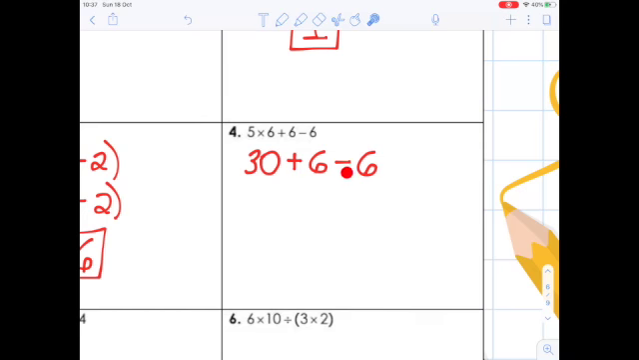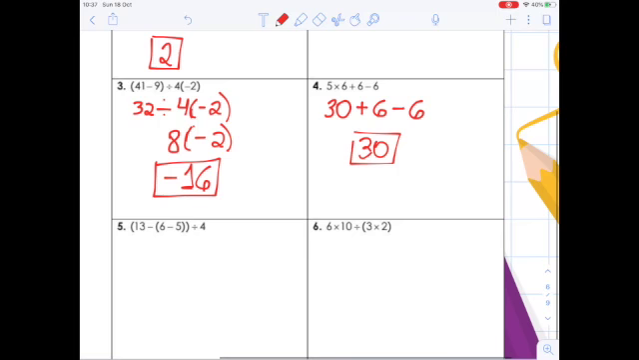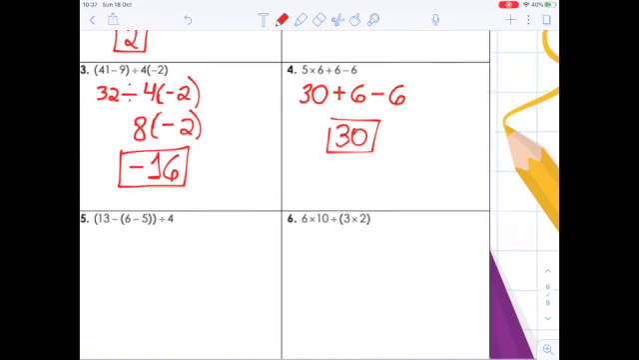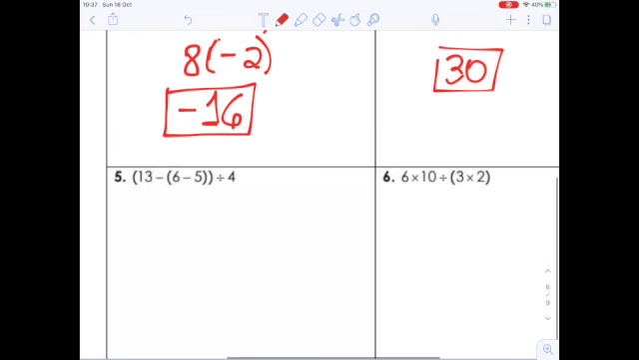According to PEMDAS, addition and subtraction are equivalent, okay? So 30 plus 6 is 36. 36 minus 6 is simply 30. And we simplified, okay? Let's go ahead and take a look at number 5. Number 5, we have two parentheses now. We have 13 minus parentheses 6 minus 5 parentheses. Notice that over here I have a double parentheses because the first parentheses is referring to this outer parentheses, and the second one is referring to the inner parentheses, all right?